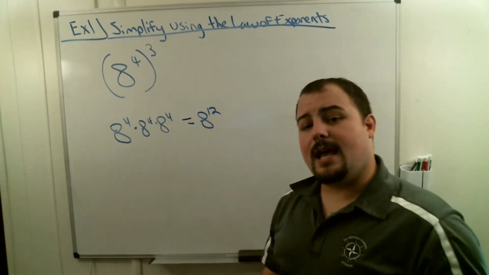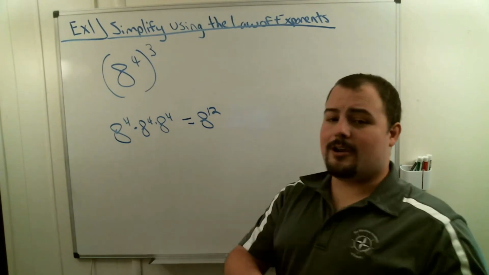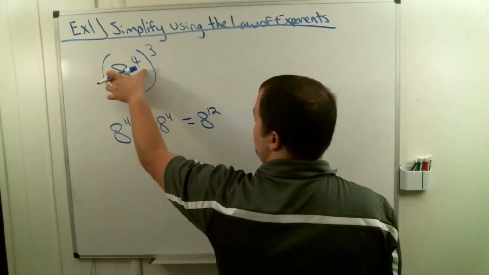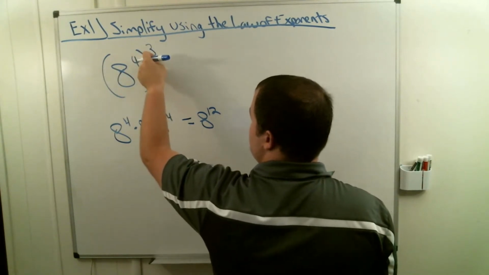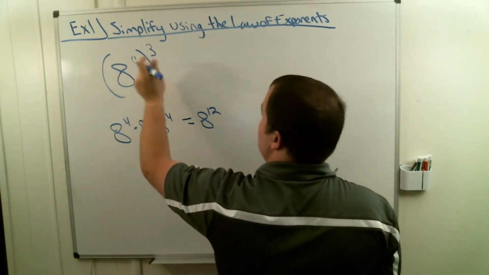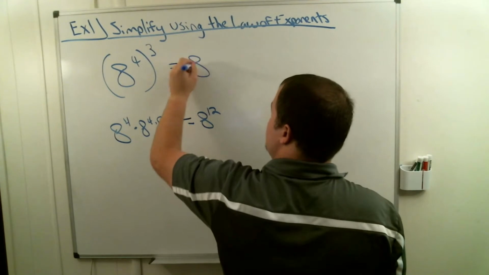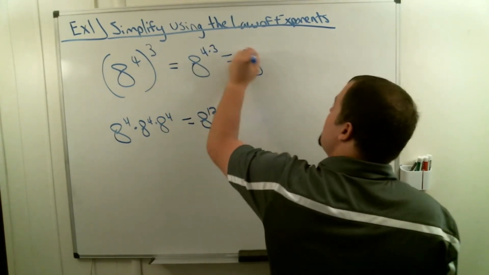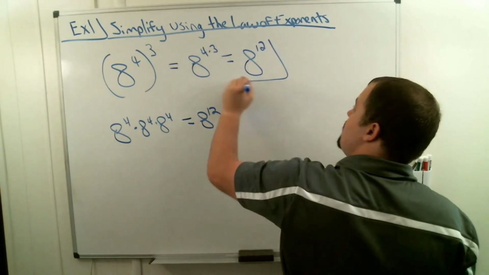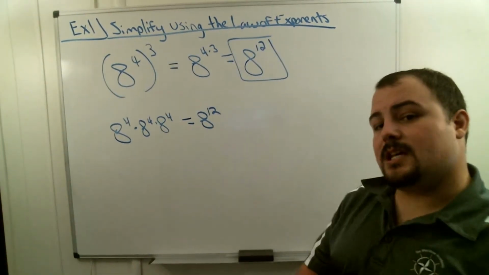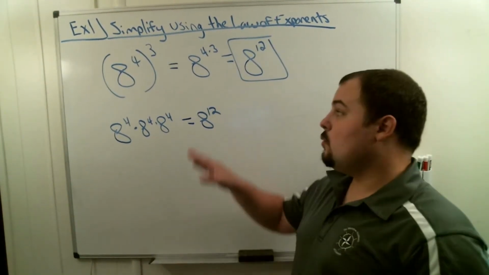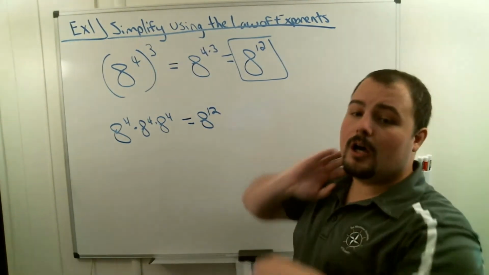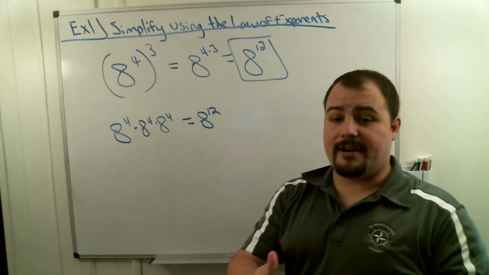But instead of doing that and writing it all out, because we're not going to always write it out, what we can do is say, okay, we have this coming up 3 times, and we have 4 as our exponent. So all we have to do is say that this is really 8 to the power of 4 times 3. And 4 times 3 is 12. We'll get the same answer if we do it this way. We're able to multiply these powers because we're using the power of a power rule. Let's practice a few more.